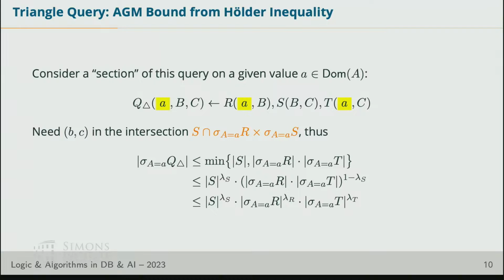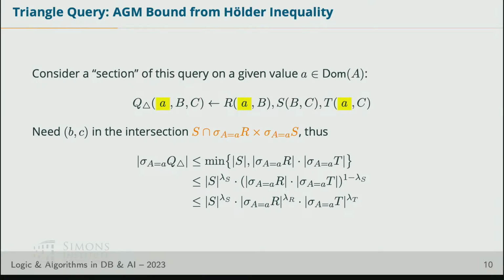Here's a trivial observation: the number of such BCs, because it's in the intersection of two sets, is going to be smaller than the smaller of the two sets. The intersection of two sets is always bounded by the minimum of the two sets. And the second set is a cross product, so you can multiply the sizes like this. Now, the minimum of two non-negative quantities is bounded by the geometric mean. So I can put in lambda S here and 1 minus lambda S here.